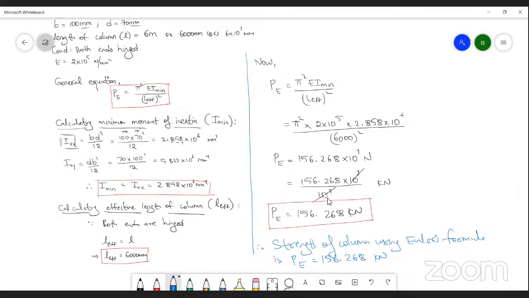In the next video, I am going to show you how to solve the problem using Rankine's formula. I am going to show you the steps, and then I am going to do some problems as well, expressing the steps that I'll be showing in that video.